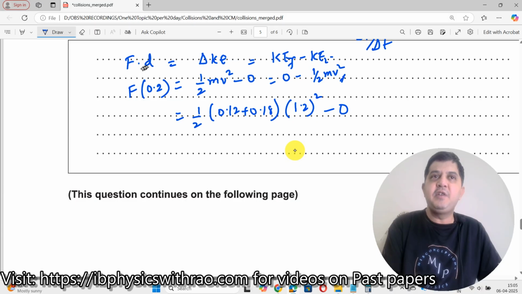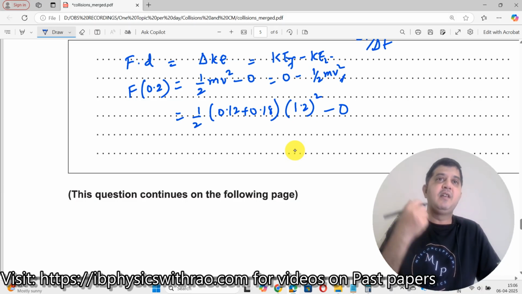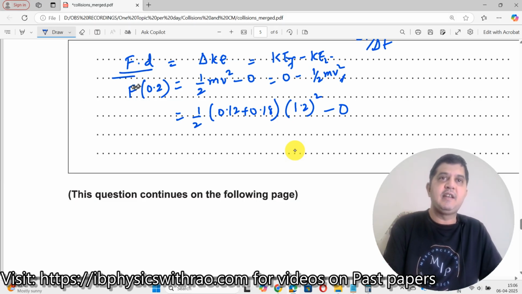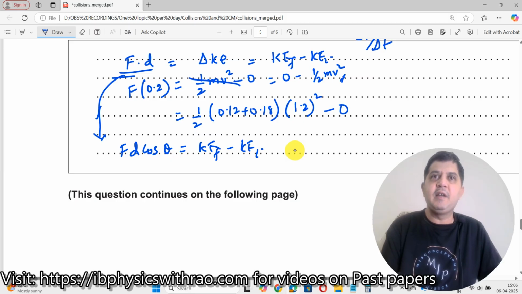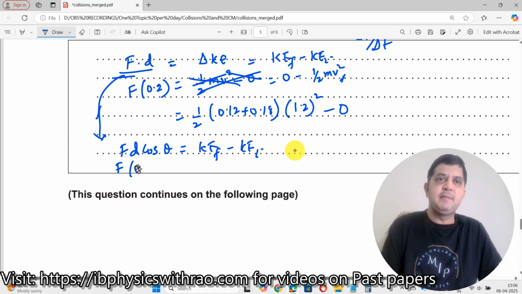What is this F into D? F dot D here. What is F dot here? Dot tells you what is the force and displacement, what is the angle between them, right? If you want, I can write like this also here. This is nothing but F into D into cos of theta is equal to kinetic energy final minus kinetic energy initial. I'll write like this. No need of going like this, that will create a confusion. Force is what I do not know. This D is nothing but 0.2.